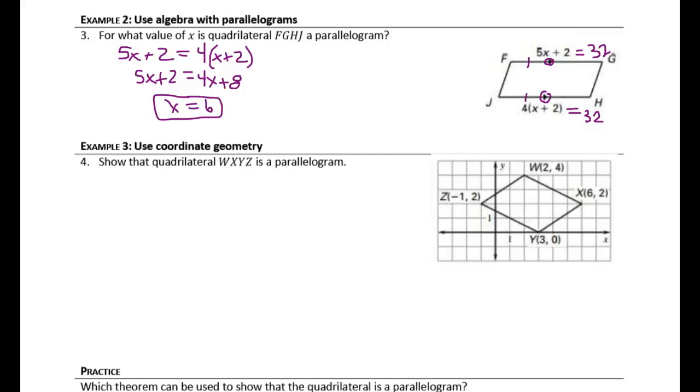So now in example 3, I want to use coordinate geometry to show that quadrilateral WXYZ is a parallelogram. So I could either prove that both pairs of opposite sides are parallel. I can prove that both pairs of opposite sides are congruent, or I can prove that one pair of opposite sides is both congruent and parallel. So I'm going to start by finding out some information about WX.